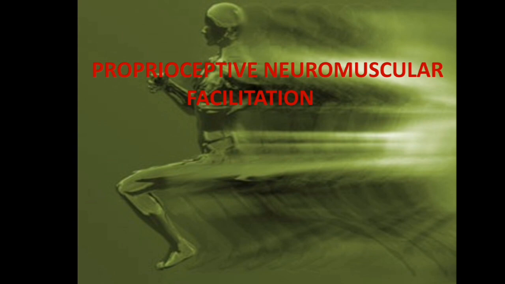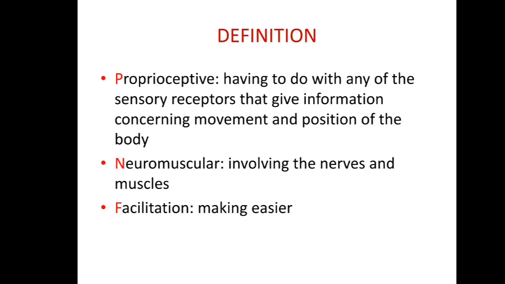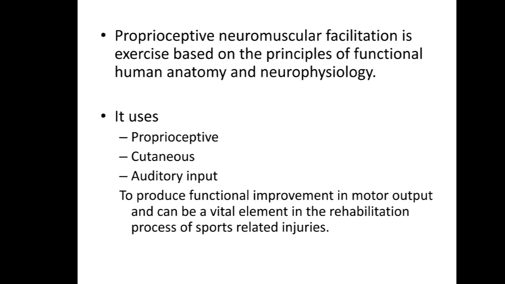So today we'll discuss proprioceptive neuromuscular facilitation, that is PNF. This is the overview: we'll discuss PNF, its neurophysiological basis and some principles. Proprioception has to do with any sensory receptor which gives information about movement and position of the body. Neuromuscular means involving the nerve and muscle, and facilitation is making it easier. So basically, facilitating or helping our neuromuscular system.